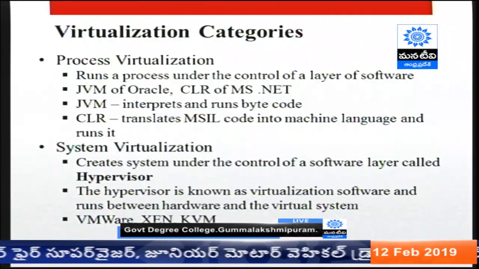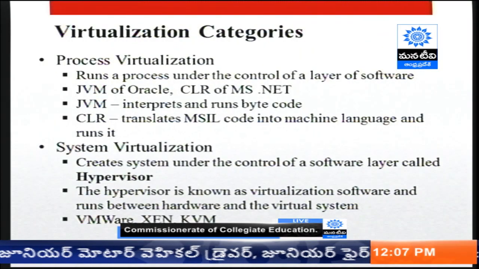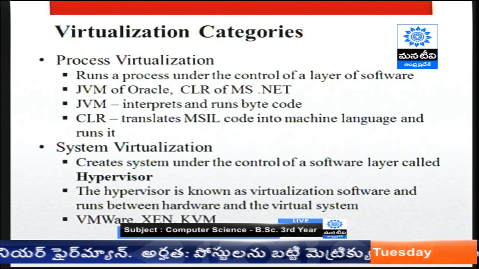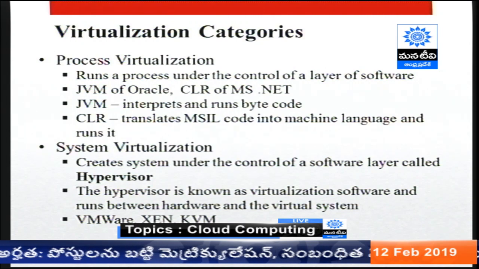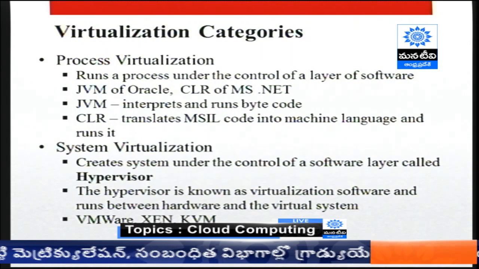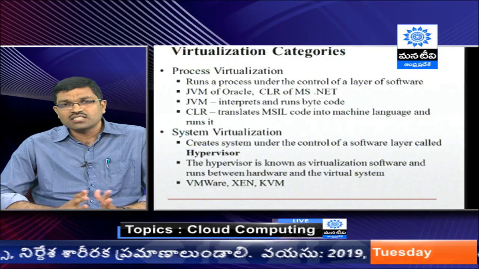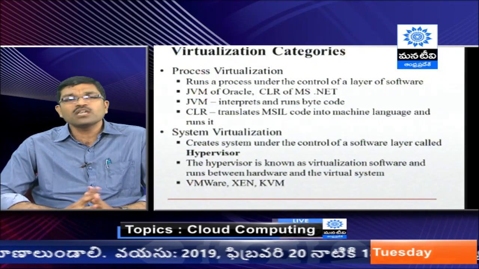Process virtualization also involves a software layer. So you create a virtual process under the control of a software layer. In case of system virtualization, you create a virtual system, a virtual machine, under the control of a software layer. What is that software layer? This software layer, which can create virtual resources from physical resources, is called a hypervisor. It is also known as virtual machine manager or virtual machine monitor. There are several terms, but typically we call it a hypervisor.